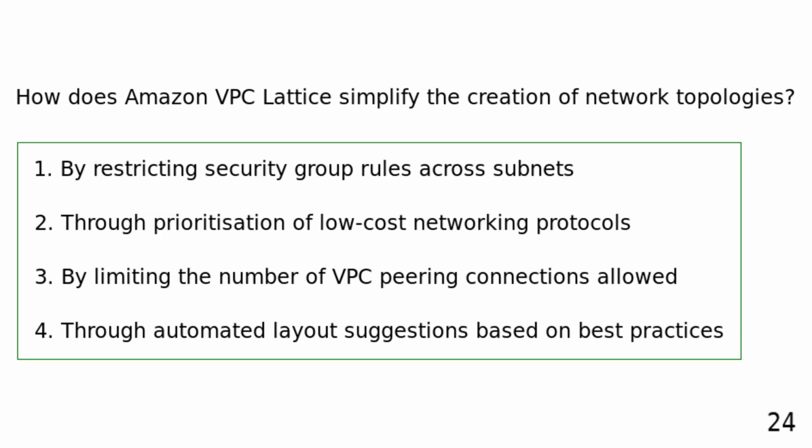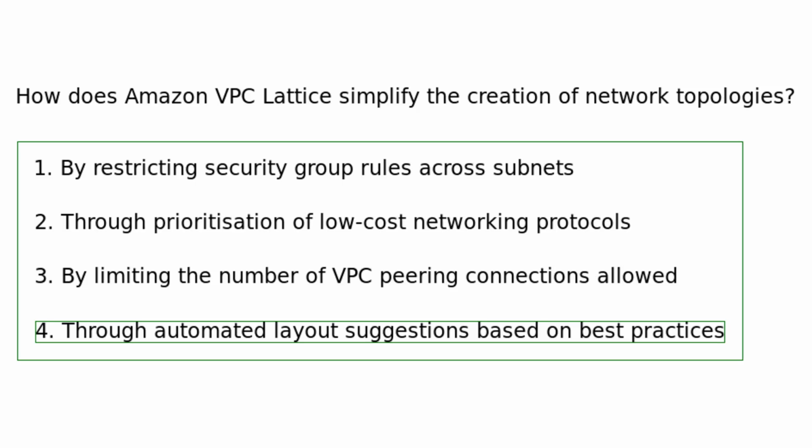How does Amazon VPC Lattice simplify the creation of network topologies? By restricting security group rules across subnets. Through prioritization of low-cost networking protocols. By limiting the number of VPC peering connections allowed. Through automated layout suggestions based on best practices. Amazon VPC Lattice simplifies the creation of network topologies by providing automated layout suggestions based on network best practices, helping users design efficient and secure VPC configurations.